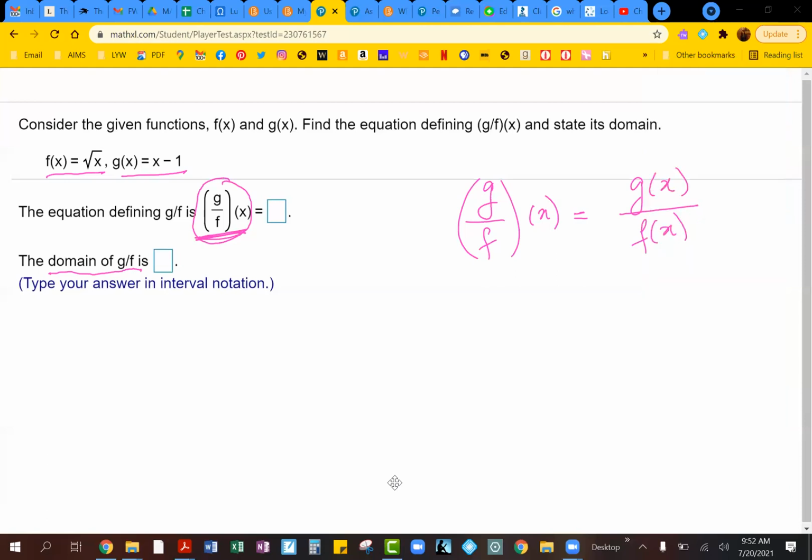And now again, I'll give you another minute, hopefully it shouldn't take you too long, and let's see what your domain for this function comes out to be.